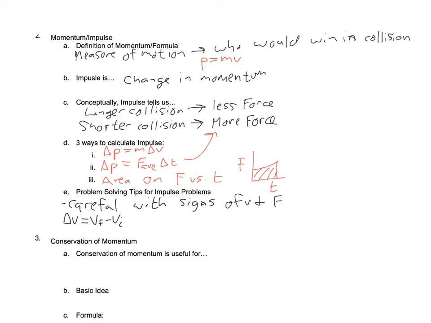And the last thing is really just to remember that we have three ways of finding that change in momentum. So we really just want to find delta P using one of those methods, and then we can go from there, and we can use that impulse to find something else.